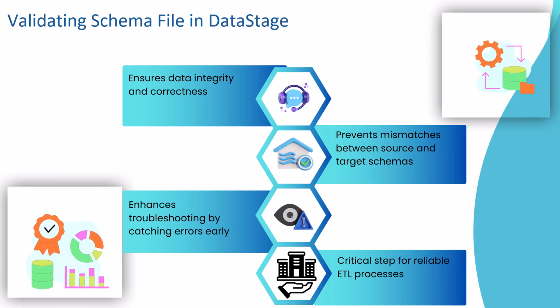Data integrity is like making sure your coffee order doesn't get mixed up. Nobody wants tea when they ordered espresso. Validating your schema in DataStage ensures a perfect match between your source and target, preventing data disasters. Catching errors early means less panic later. Treat schema validation like a pre-flight checklist. Skip it and you risk a bumpy ride.